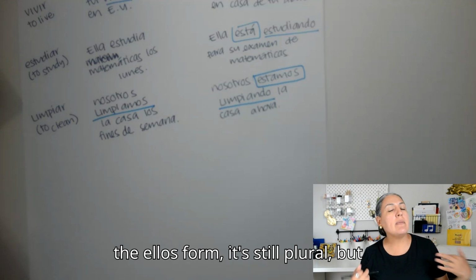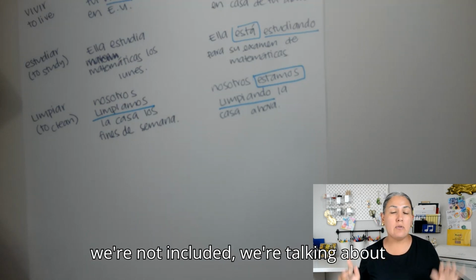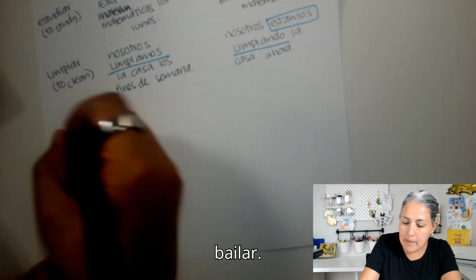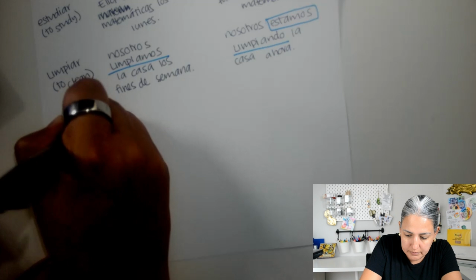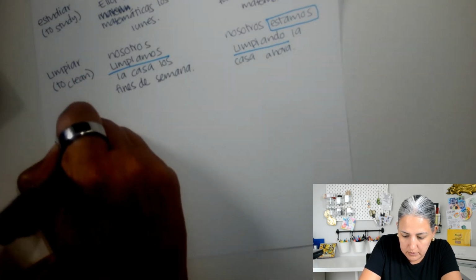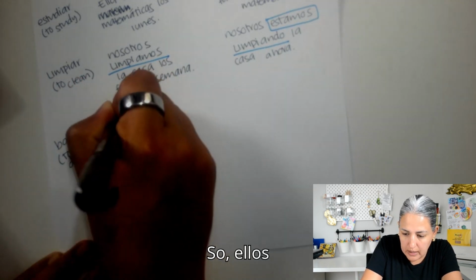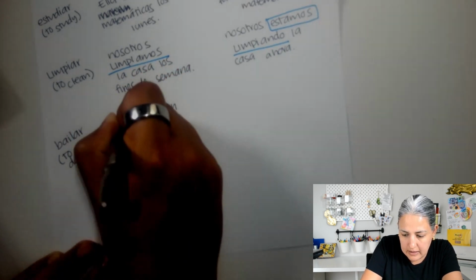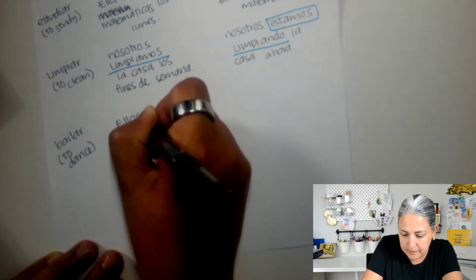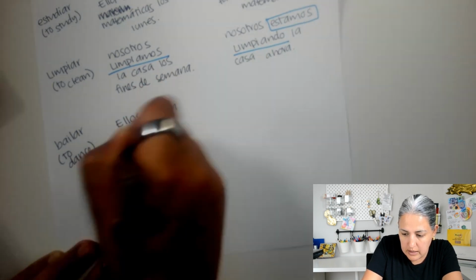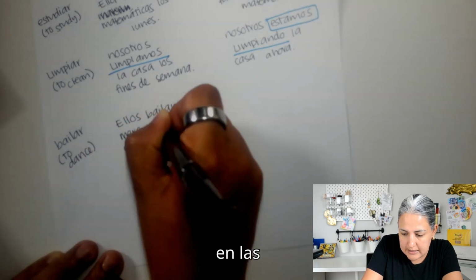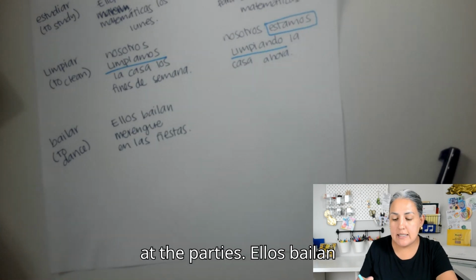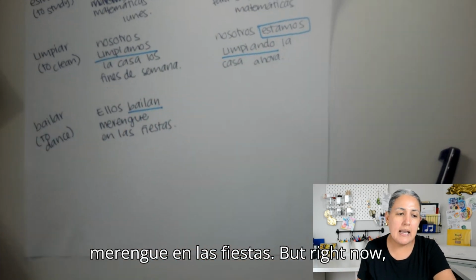Now in the ellos form, it's still plural, but we're not included. We're talking about them. So let's say they dance. Bailar. So, ellos bailan merengue en las fiestas. They dance merengue at the parties. Ellos bailan merengue en las fiestas.